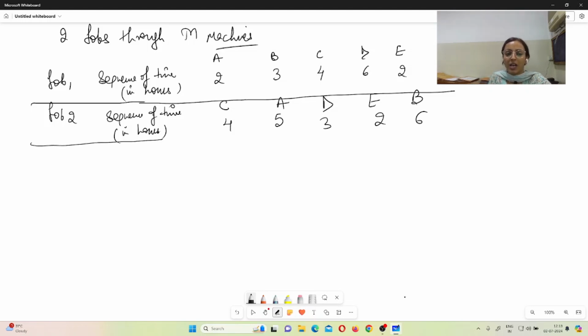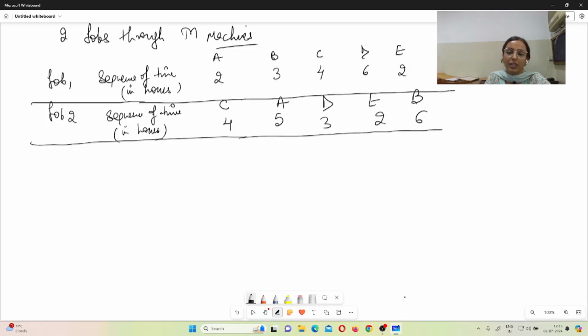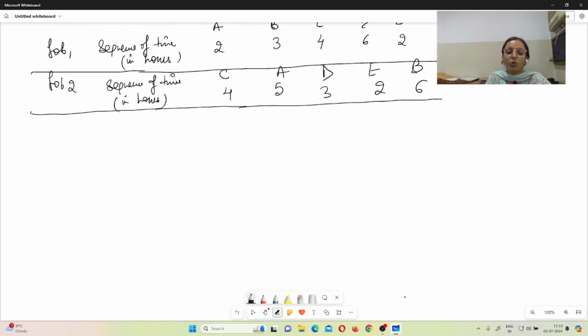Like job 1 and job 2, and their processing through the different machines is given to you with their different times. Now, what we have to do in this type of case question, when we have two jobs and M machines, we will basically do this type of question through the graphical method, as it will help you in an easier way to find out the total elapsed time by the two machines, and the processing time as well as the idle time, right? So start making a graph.